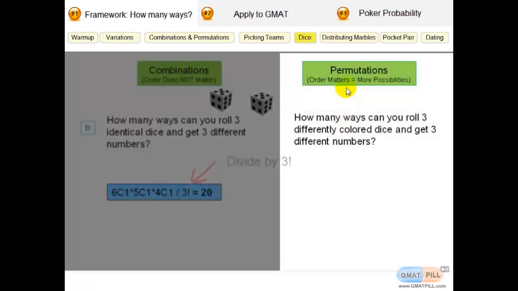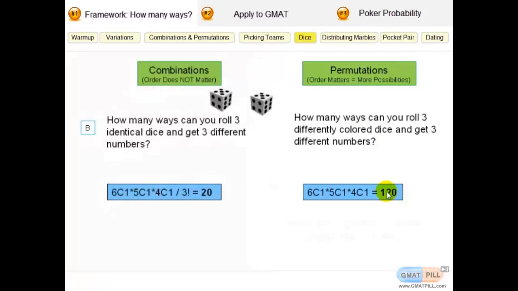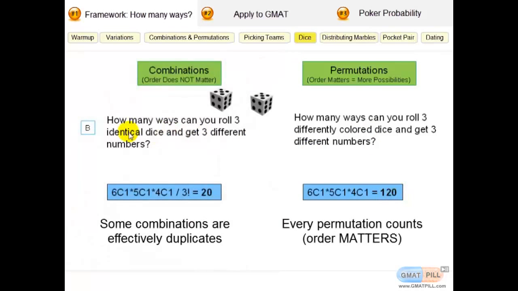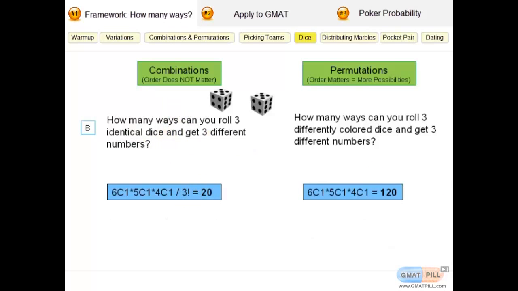Then with permutations, when order matters, you do not need to divide by 3 factorial. The only difference is you just multiply it straight out. Out of 6, choose 1, then out of 5, choose 1, then out of 4, choose 1. It's 120. So this is the difference. When order matters with differently colored dice, you get 6 times more, and that's 120. And when you have identical dice, order does not matter, you have to divide by 3 factorial.